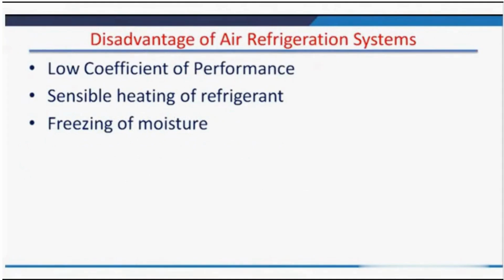As well as, there are certain disadvantages of the air cycle refrigeration system. The coefficient of performance of this air cycle system is very less, because a large mass of refrigerant is required to produce the desired cooling effect, which will make the coefficient of performance considerably less as compared to a vapor compression refrigeration system.